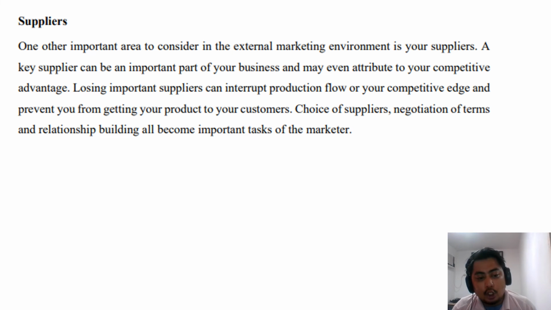And lastly, class, no? Suppliers. One of the other important area to consider in external marketing in your microenvironment class, no, is suppliers. A key supplier can be an important part of your business and may even attribute to your competitive advantage. Losing important suppliers can interrupt production flow or your competitive edge and prevent you from getting your product to your customers. Choice of suppliers, negotiation of terms, and relationship building all becomes important tasks of the marketer.